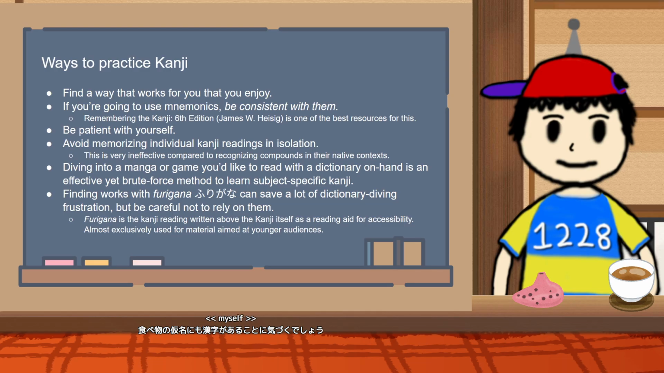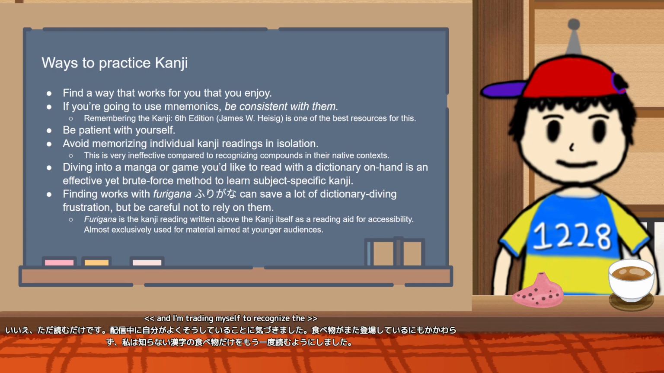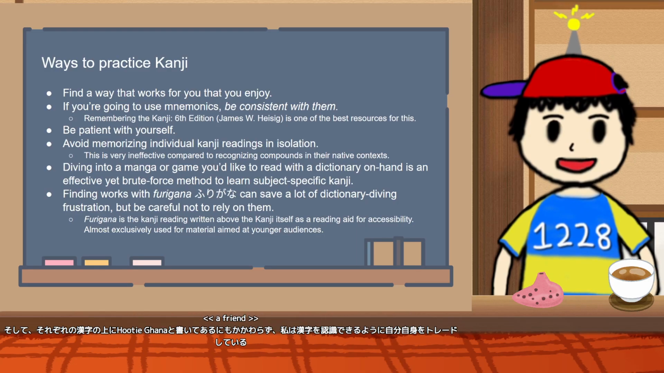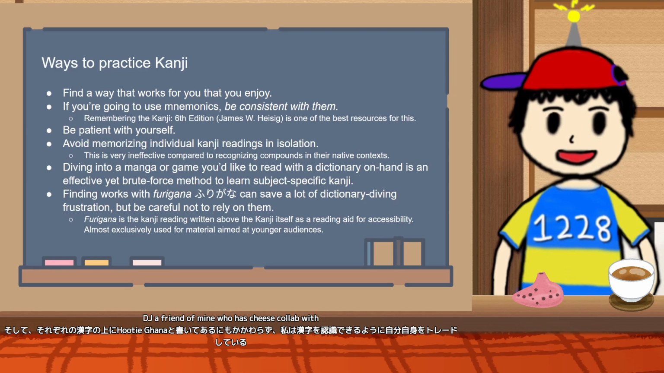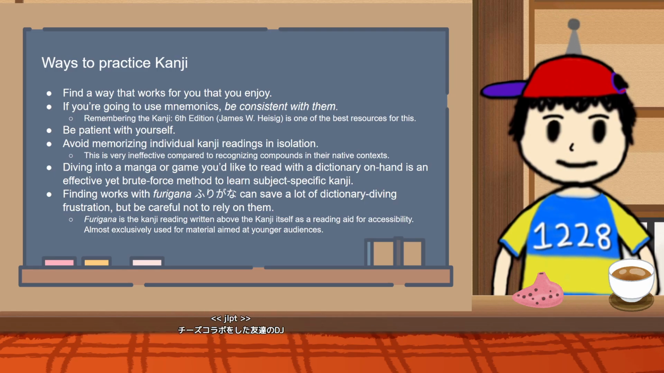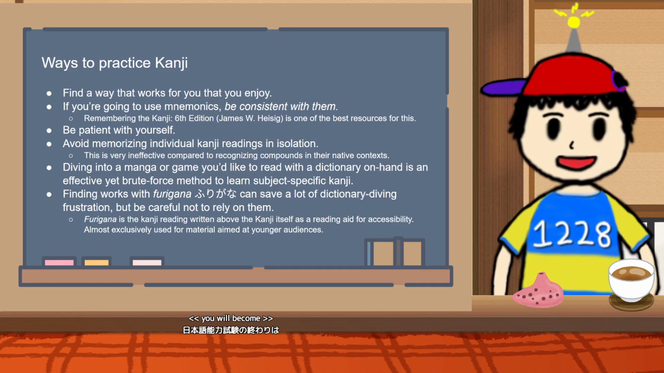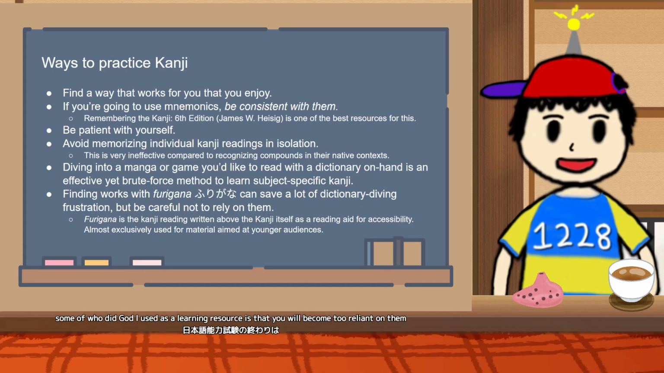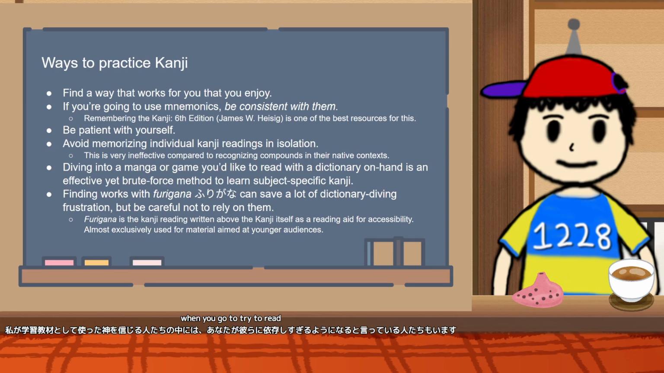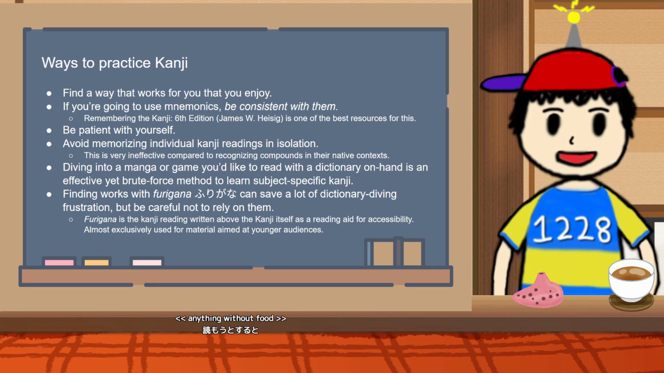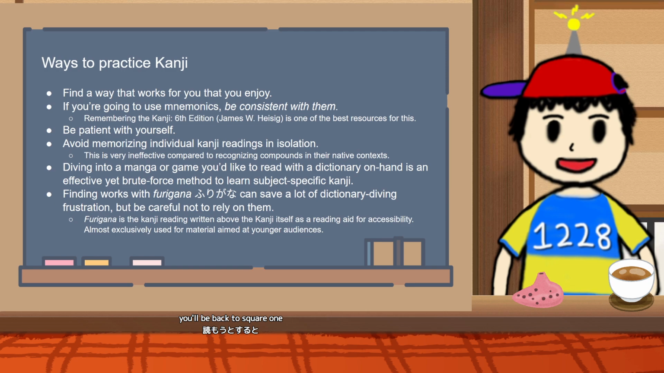I've caught myself doing that quite a lot on stream. Even though there's hiragana there, I try to only read the hiragana of kanji I don't inherently know. And I'm training myself to recognize the kanji, even though there's hiragana above each kanji. CJ, a friend of mine who I've cheese collabed with, he's been to Japan several times. He passed the JLPT N2, and his criticism of hiragana used as a learning resource is that you will become too reliant on them, and that when you go to try to read anything without hiragana, you'll be back to square one. And I can understand his concerns.